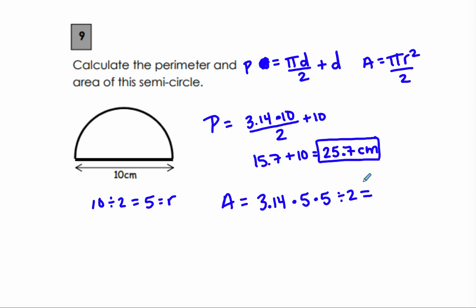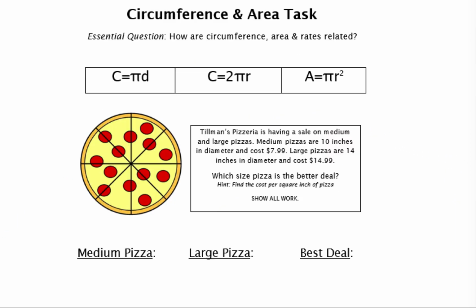Okay, so when we multiply that out, let me try again. 3.14 times 5. Oh, messing things up in my calculator here. Let's try it again. 3.14 times 5 times 5, and then divided by 2 gives me 39 and 25/100 centimeters squared. Area is in squared units. Perimeter or circumference is just regular units.